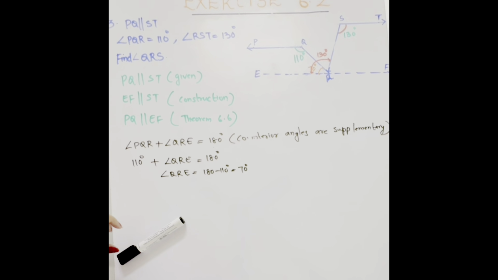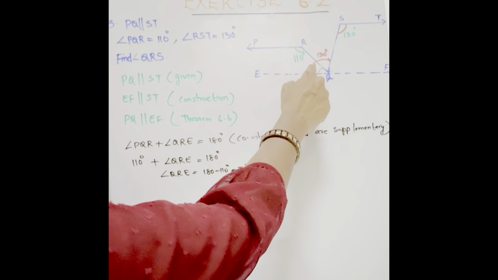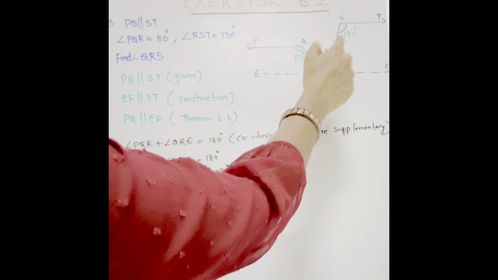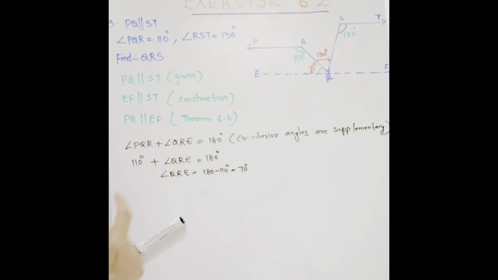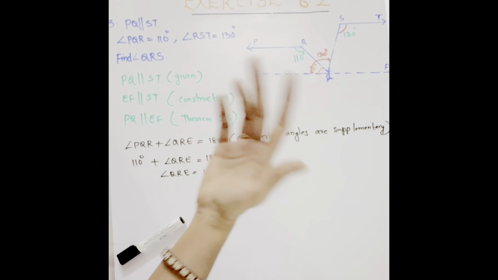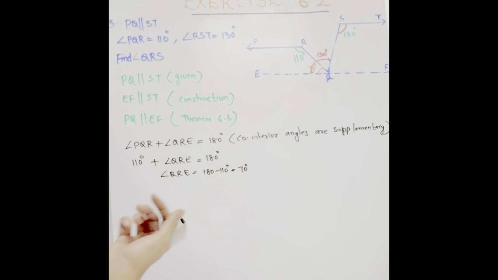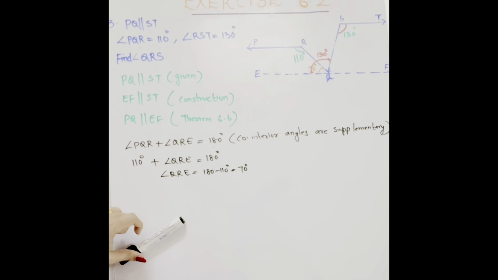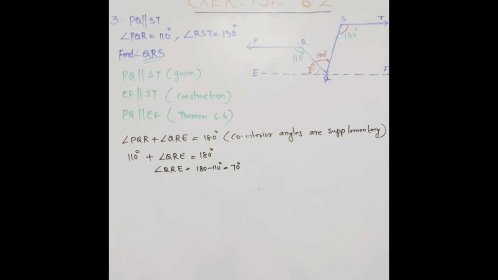Alternate interior angles are equal. So we know this angle 70 and this angle we have to find out, and this together will be 130 degrees. Very easy. 70 plus what makes 130? That is your answer, which is 70 plus 60 will be 130. So this angle will be 60 degrees. Let's write down that also.